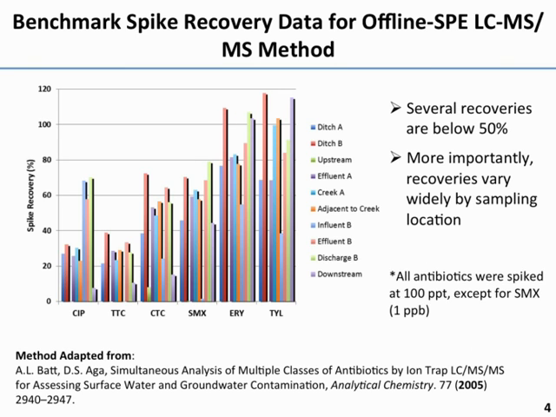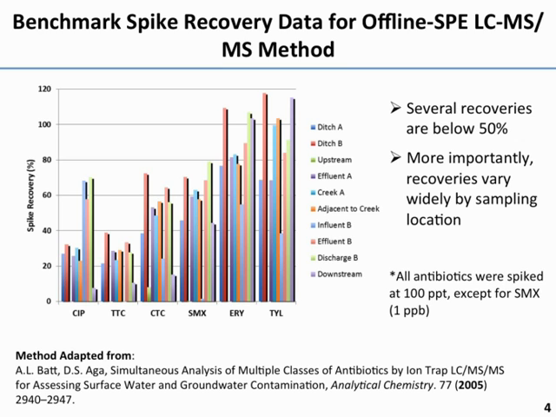And when we got started in this about 2 years ago, we tried using an offline SPE method from Diana Aga's group in Buffalo, cited here at the bottom. I think they have one of the most comprehensive studies in the literature looking at the recovery of tetracyclines in particular. And so what you see here is spike recoveries. So we spiked at 100 parts per trillion, or 1 ppb for sulfamethoxazole.